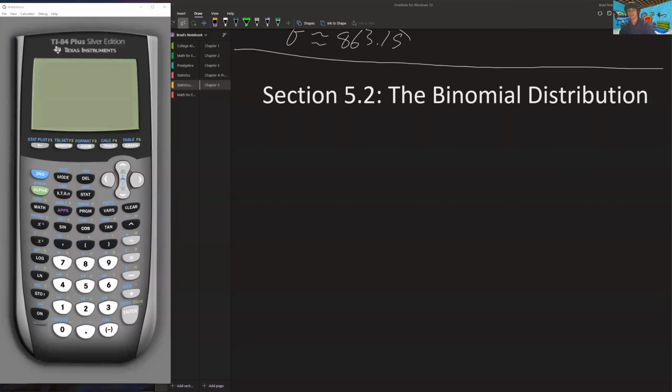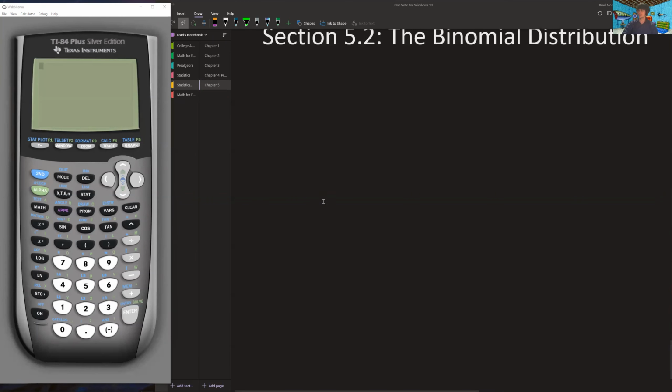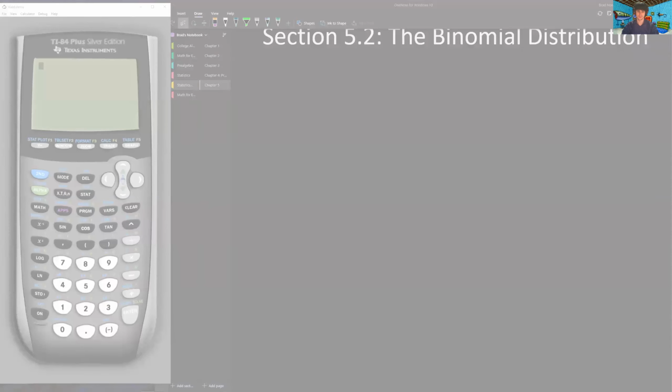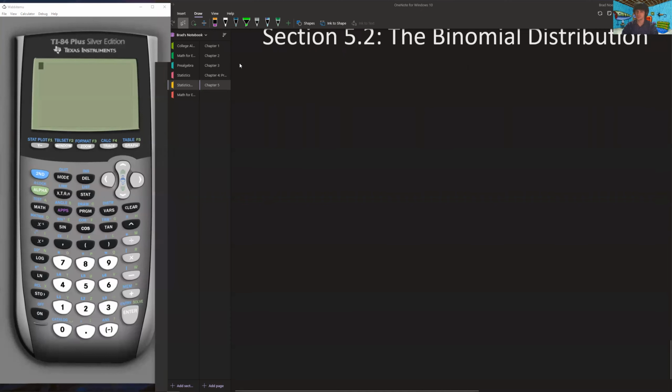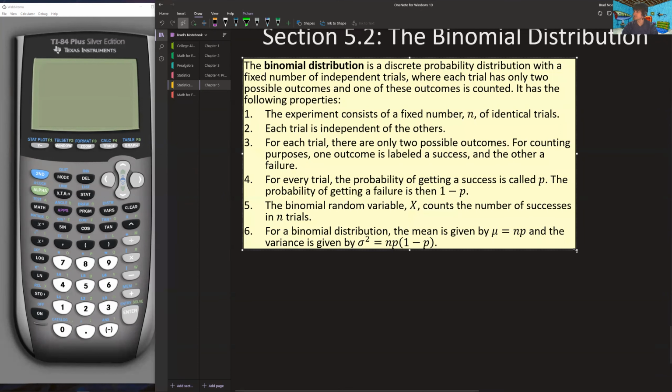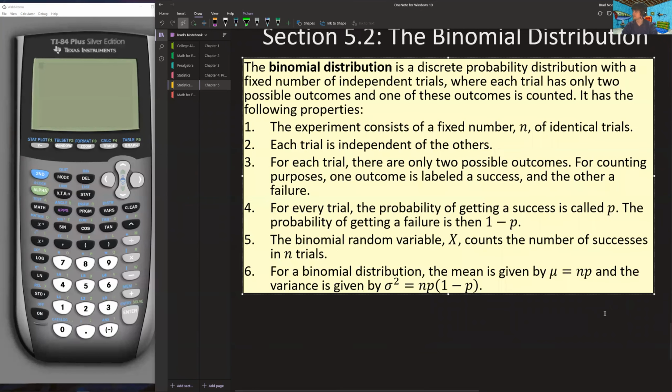Hello, everyone. In this section, we are going to be discussing the binomial distribution. So let's go ahead and get started with, well, what is the binomial distribution? The binomial distribution is a distribution which consists of the following properties. We have a discrete probability distribution with a fixed number of independent trials. Now it has these properties.